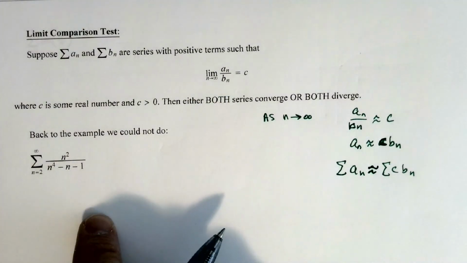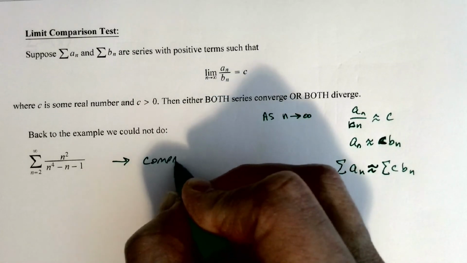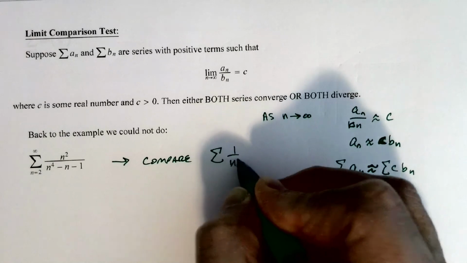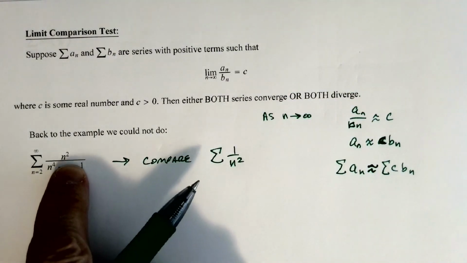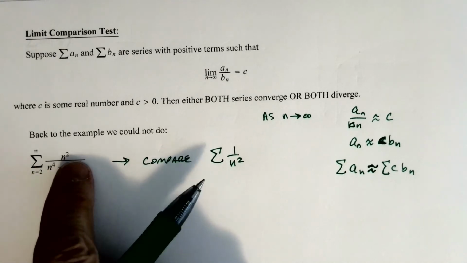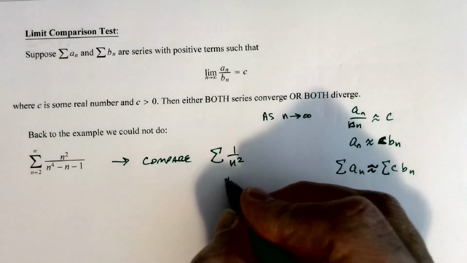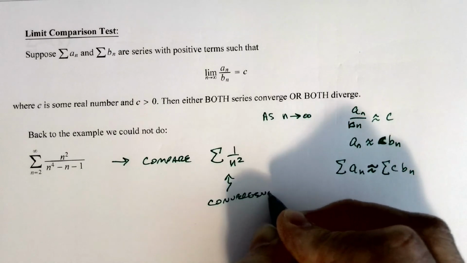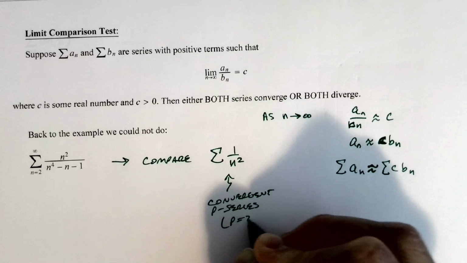So let's go back to our previous example. Remember, we were going to compare to 1 over n squared. I got that by taking the highest degree term up top, n squared, and the highest degree term on the bottom, n to the fourth, and simplifying. N squared divided by n to the fourth is 1 over n squared. That's a common way of doing that. And this is a convergent p-series, because p is equal to 2.